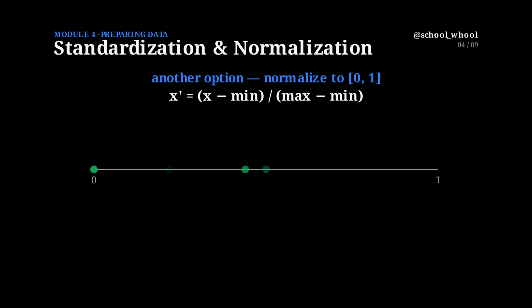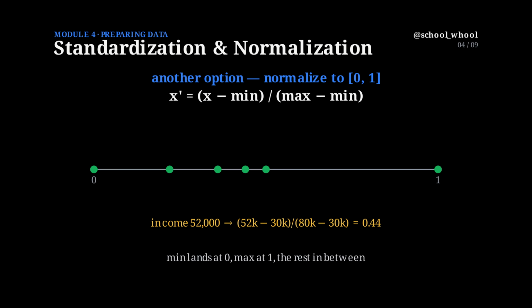There's a second popular option: normalization, also called min-max scaling. Instead of centering on the mean, we stretch each feature to fit between 0 and 1. Subtract the smallest value, then divide by the range, the max minus the min. So an income of 52,000 becomes 52 minus 30, over 80 minus 30, about 0.44. The smallest value lands at 0, the largest at 1, and everything else falls neatly in between.